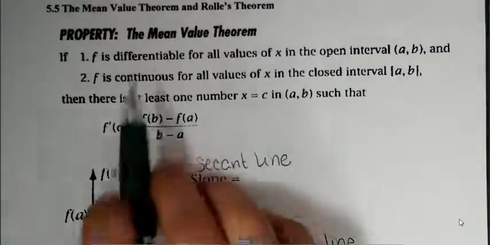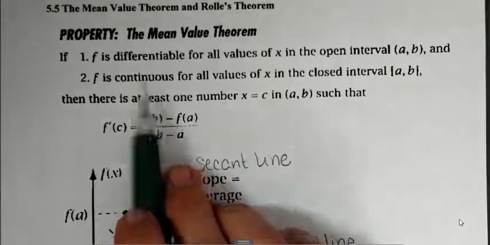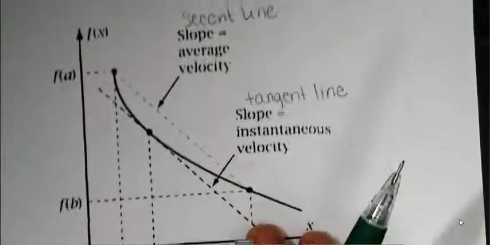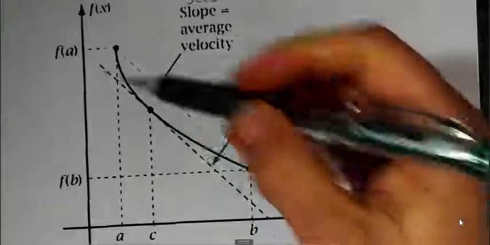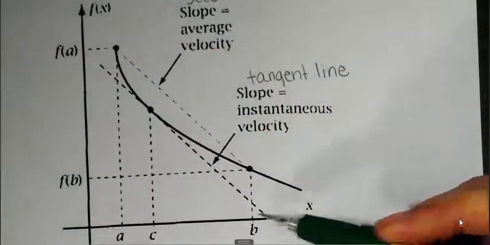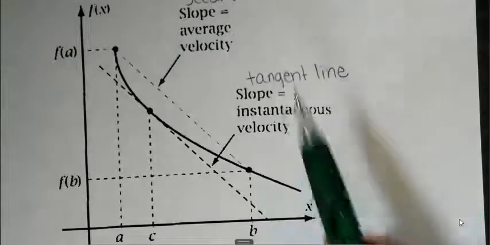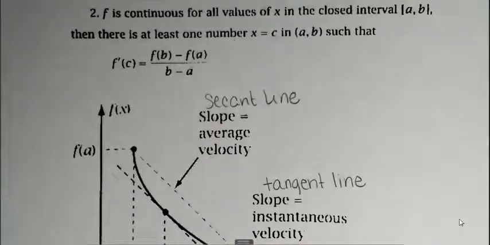And all this is saying is that if these two conditions are met, it's differentiable on that interval, it's continuous on that interval, then there will be some point, we'll call that x equals c, where the slope of the tangent line will equal the slope of the secant line, or the average velocity will equal the instantaneous velocity, or the derivative will equal the slope. Okay, so that's really, really, really simple.